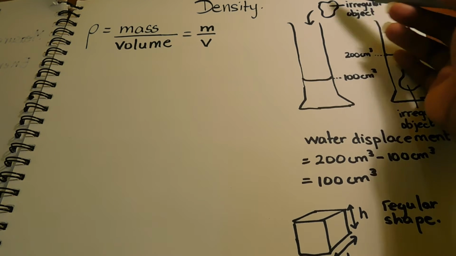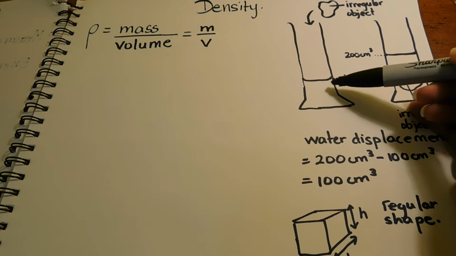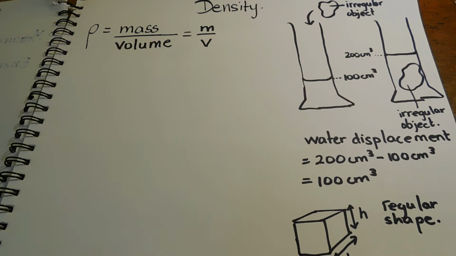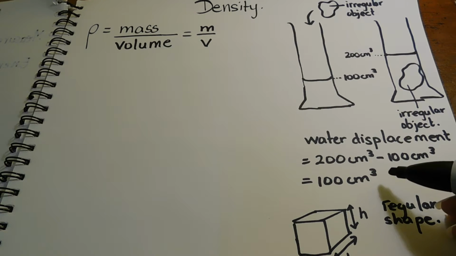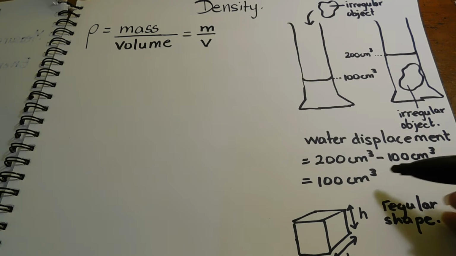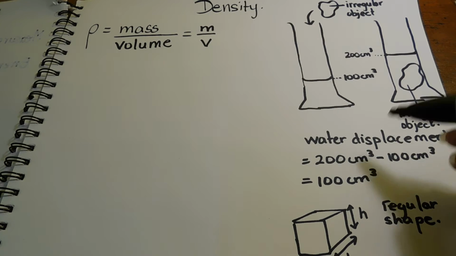We can drop an irregular shaped object inside of some water, a predetermined amount of water, and once that object is dropped in there, the change or displacement in water will give you an idea of the object's volume. In this case, the object's volume would be 100, because 200 minus 100 will give you 100 centimeters cubed, right? So that would be the volume.